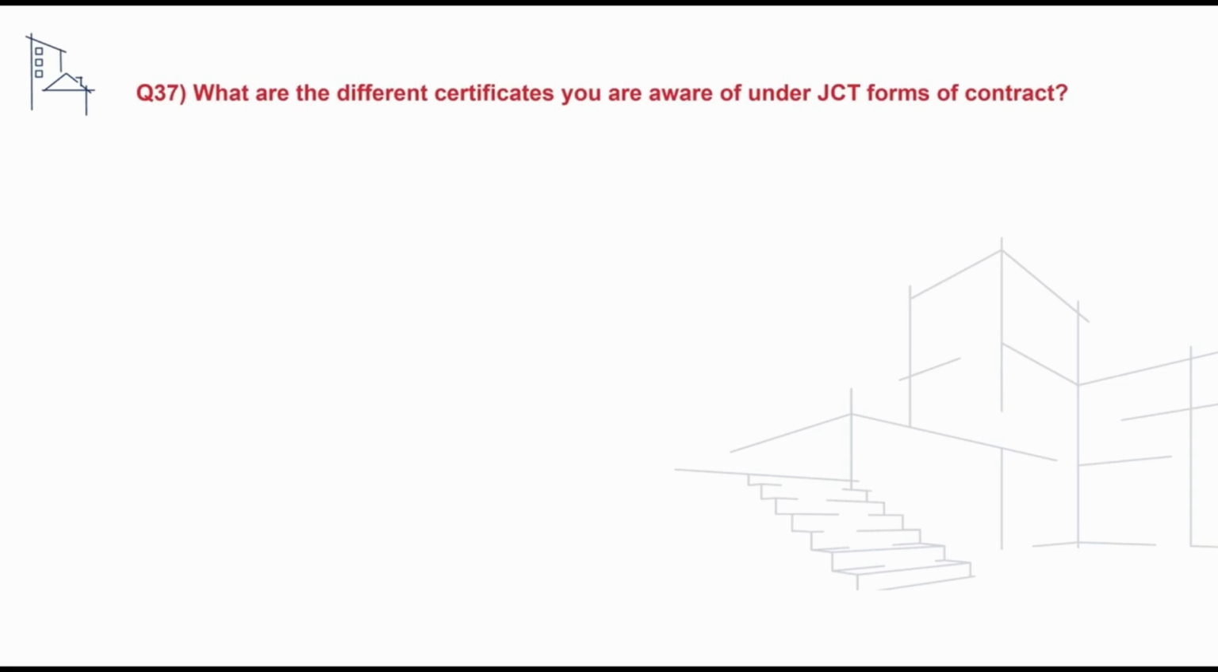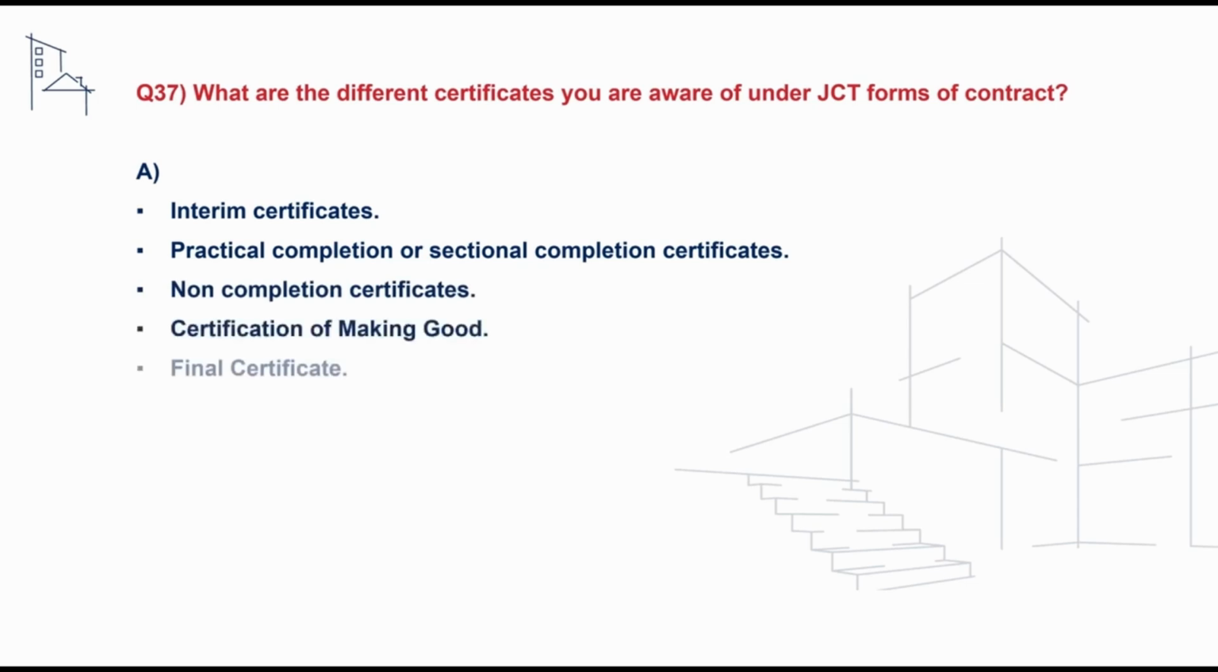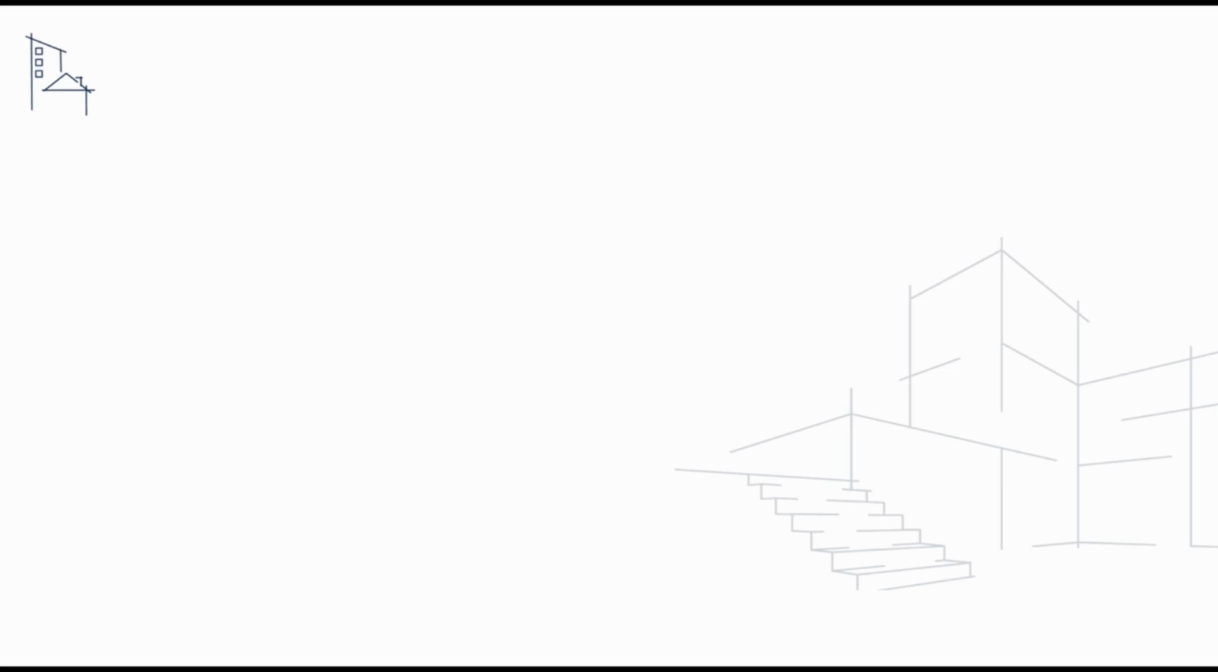The next question we'll take a look at is testing the candidate's knowledge of the different certificates under JCT forms of contract, and to address this we could make reference to interim certificates, practical completion or sectional completion certificates, non-completion certificates, certificates of making good, and the final certificate.